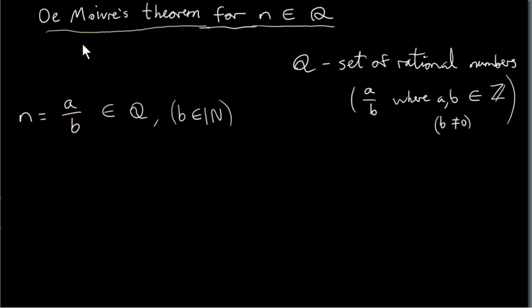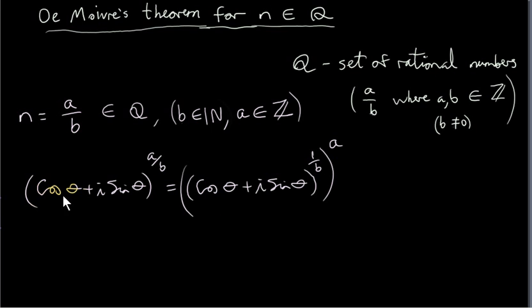Now at last we can prove de Moivre's theorem for n an element of Q. So we can write any rational number as a over b, where b is a natural number. So we can always have b a positive integer. If we want to deal with something like minus 10 over 3, we can write it as minus 10 over plus 3. So we can have a natural number in the denominator. We can write any rational number with a natural number in the denominator. We can just take the minus sign on top.